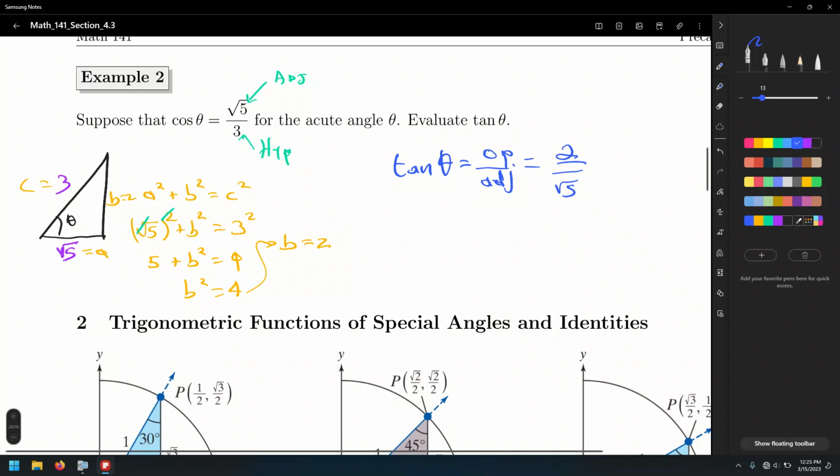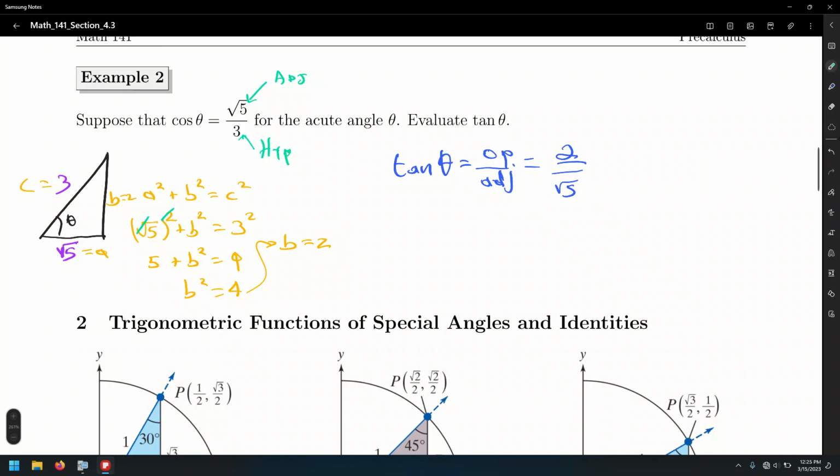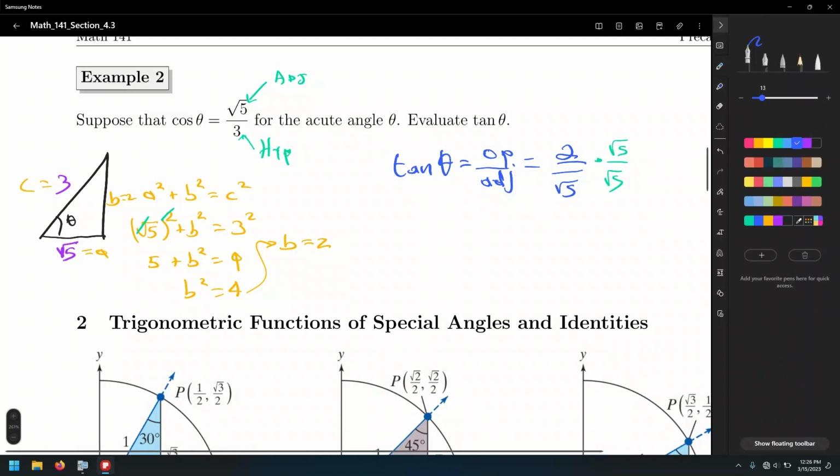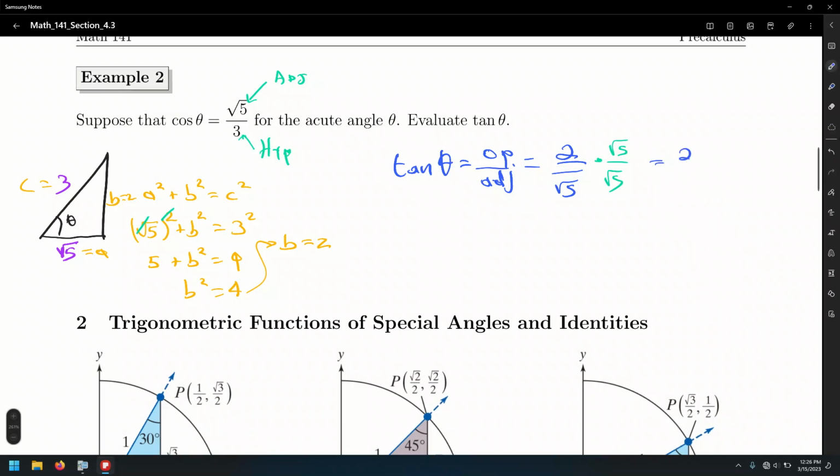However, again, Alex may not like radicals in the denominator, so the only thing you might want to do is go the extra mile here and multiply numerator and denominator by root of 5 to rationalize the denominator. And that's going to be 2 square root of 5 divided by the square root of 5 squared, which is in this case simply 2 root of 5 over 5. Sounds good? Okay, let's see what's next.